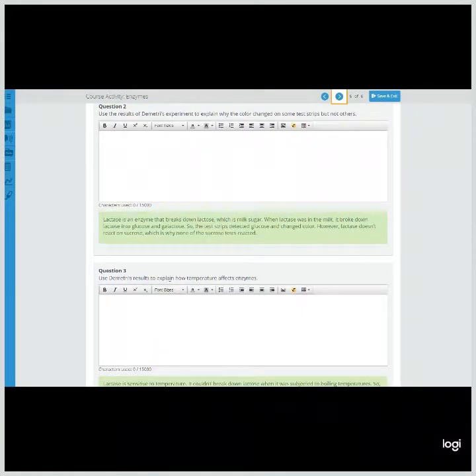Using the results from Dimitri's experiment, explain why the color changed for some test strips but not others. Now right here is where I'm going to have to break it down for you. The lactase enzyme is really only going to affect lactose. It's designed specifically to connect with lactose and break it apart.